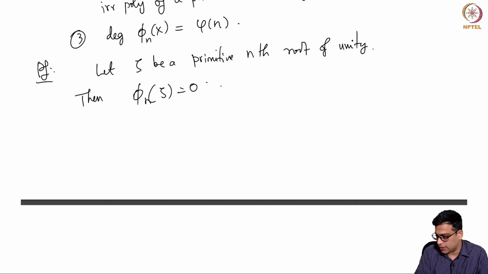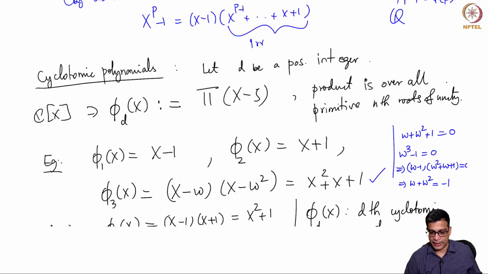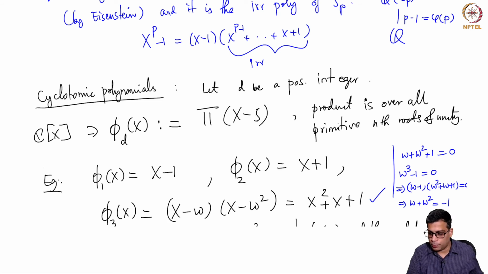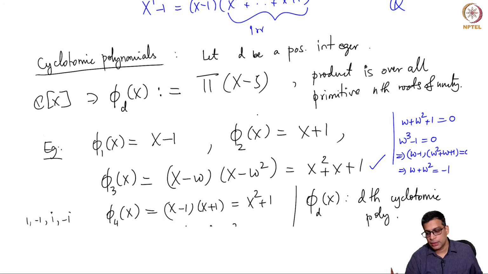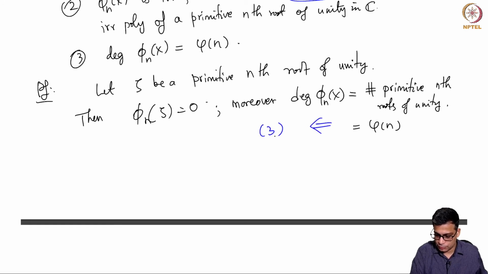Okay. So this implies that zeta is a root of phi n. Moreover, what is the degree of phi n? This is the number of primitive nth roots. Again, just look at the definition of phi n. It is a product over all primitive nth roots. So there will be as many factors as there are primitive nth roots. So that is the degree, and that of course is phi(n). So in fact this gives 3 first, right? The degree is phi(n).